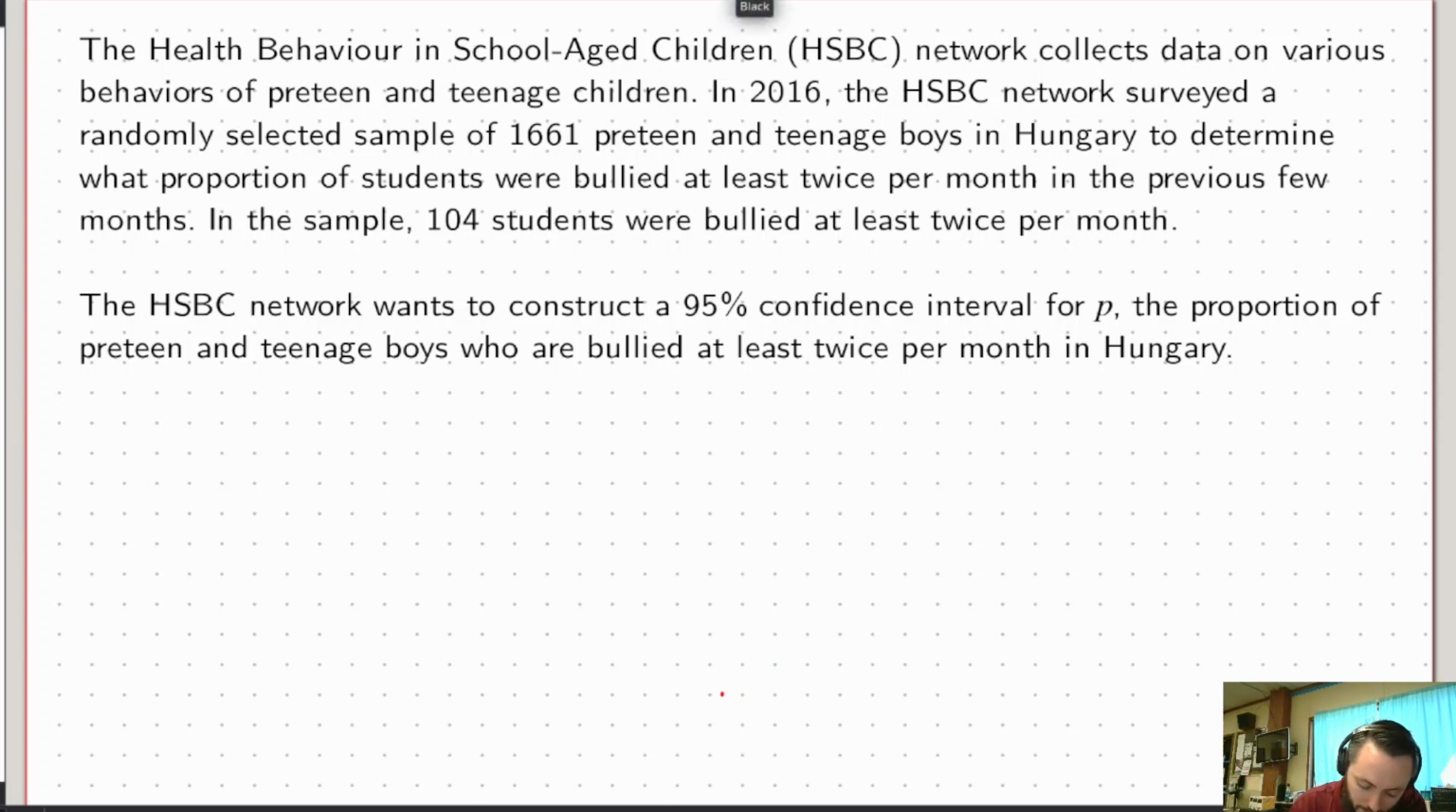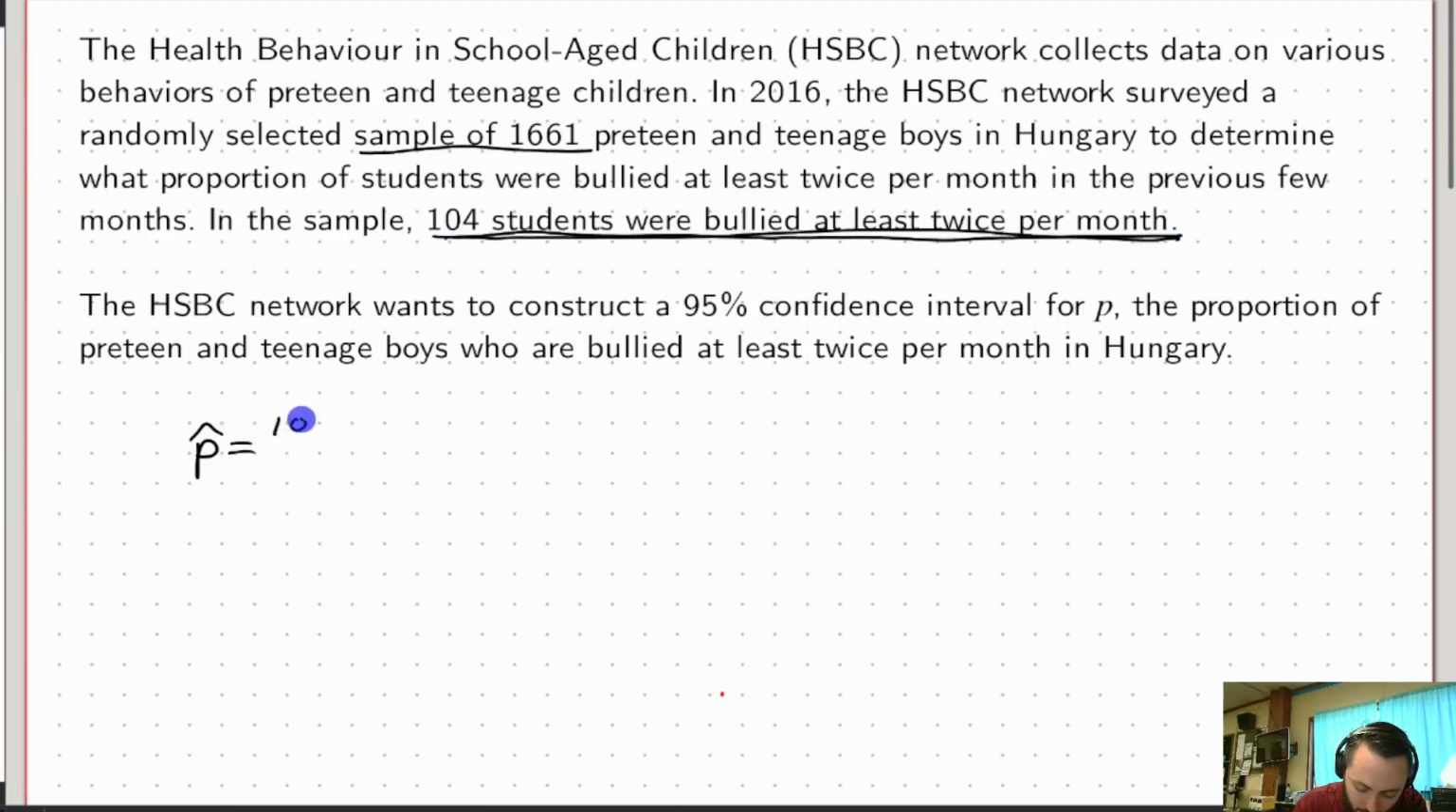So the first thing that we need for our confidence interval is our sample proportion. Our sample is 1,661, and in that sample, 104 students are the ones we are interested in. So we have 104 out of 1,661. Now, we don't actually need to convert this into a decimal. We can leave this as a fraction just fine. We'll work with it.